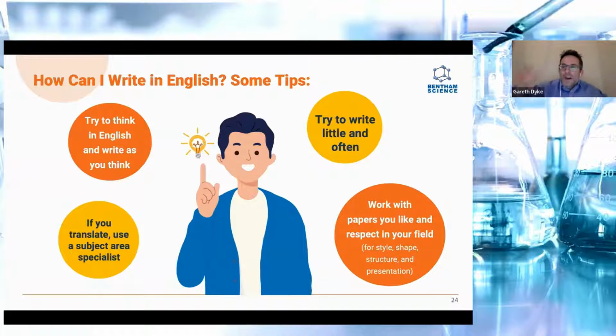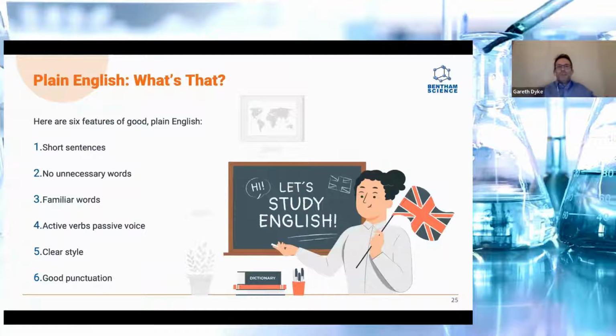And our top tip, find academic papers that you like and respect in your field, in your target journal, as we've already discussed, for style, for shape, for structure, and presentation. You can go a long way by finding a paper that's recently been published in your target journal, in the journal that you want to use for your next paper: message, audience, and structure. Don't forget, you can find a paper or several papers from your target journal and copy their style, copy their shape, copy their structure, and copy their presentation.